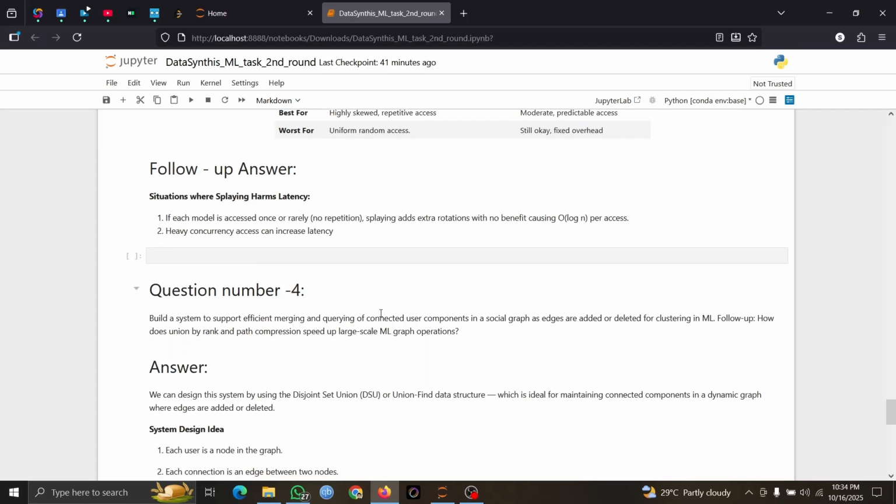Well, if heavily concurrent access happens, then it will increase the latency, and if each model is accessed with no repetition, then the splay tree adds extra rotations, which also harms our latency.